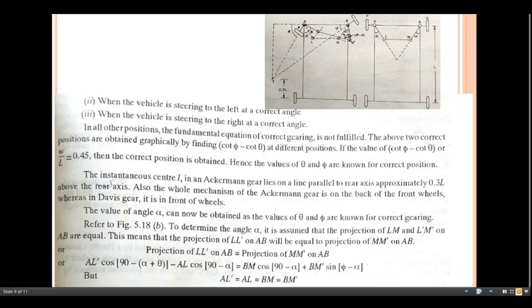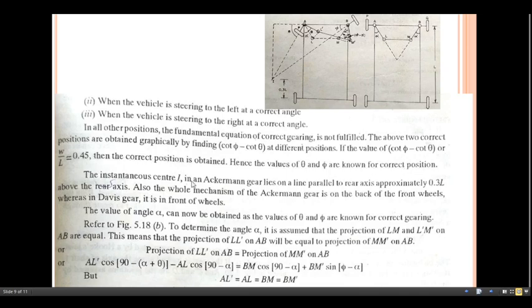In all other positions, the fundamental equation of correct steering is not fulfilled. The above two correct positions are obtained graphically by finding cot of phi minus cot of theta at different positions. If the value of cot of phi minus cot of theta, or w divided by L, is approximately equal to 0.45, then the correct position is obtained. Hence the values of theta and phi are known for the correct position.